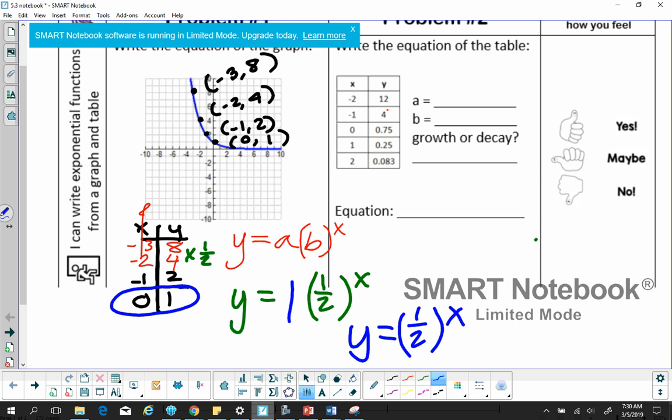Are we good with that? Leslie? Yep, awesome. Okay, so what about the next one? What's the A for this one? 0.75. How'd you know that? The y-intercept, perfect, right here, where x is 0. Okay? What about B?